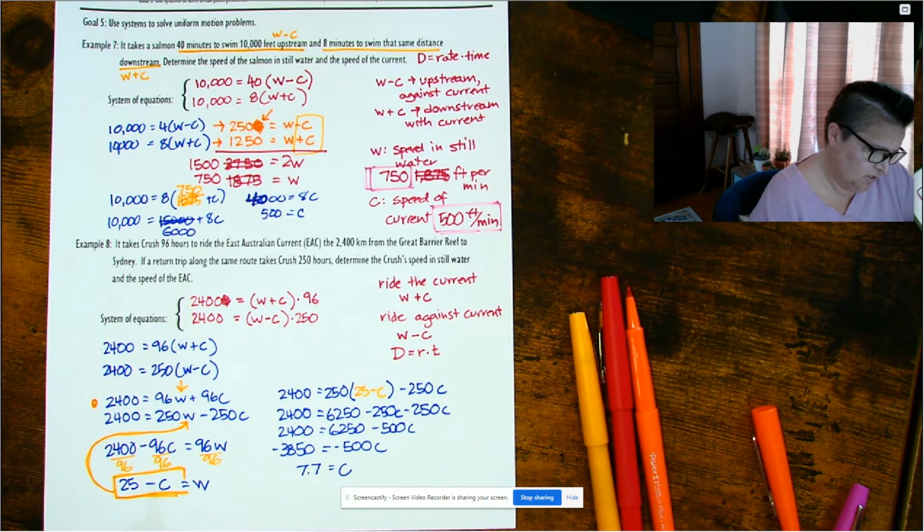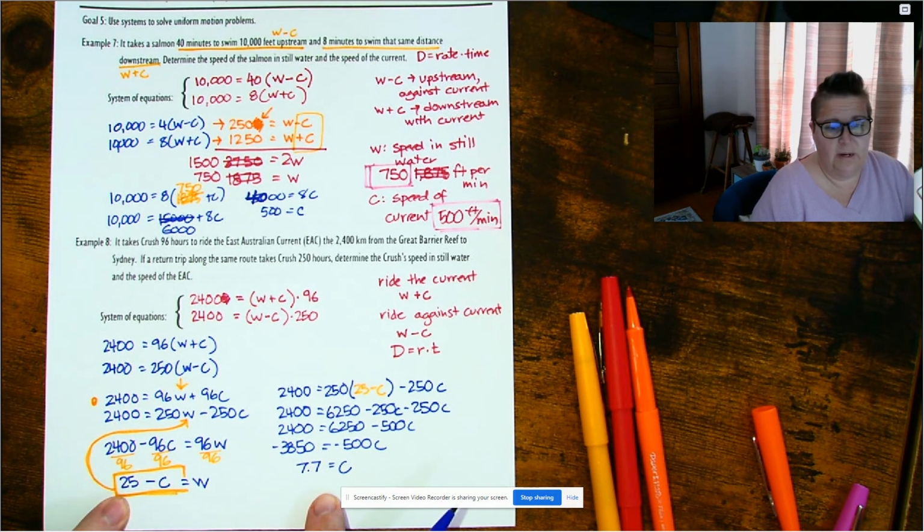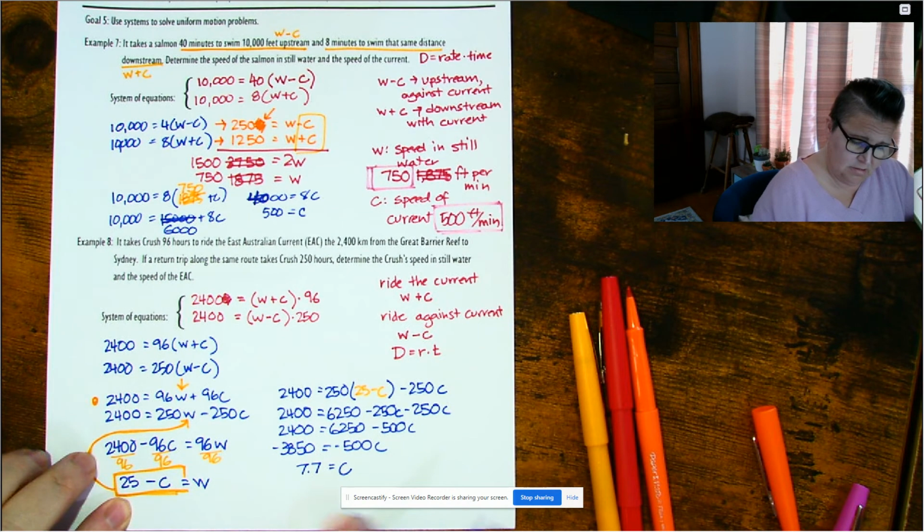Okay, determine Crush's speed in still water and the speed of the EAC. So the current is the EAC. That looks like it's 7.7. So then the still water should be 25 minus C.